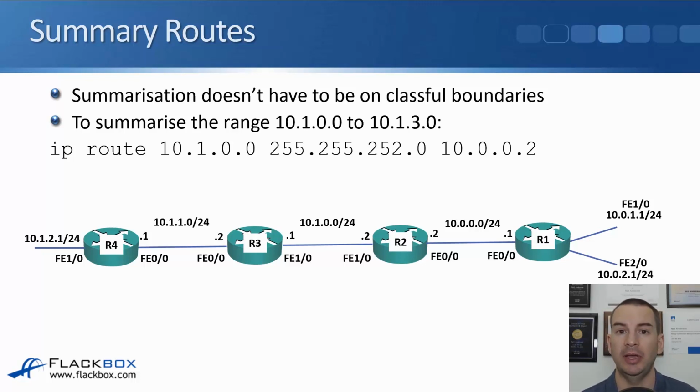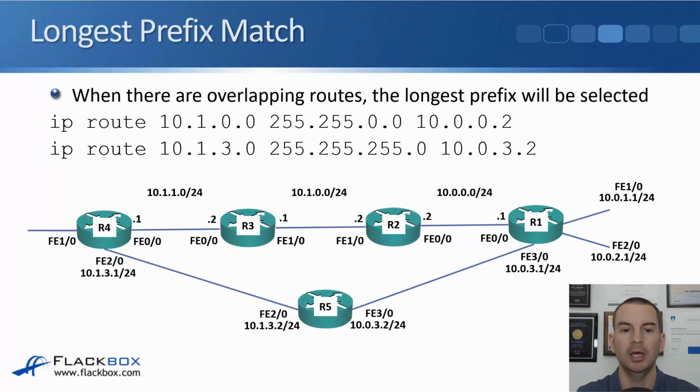You know the way that the subnetting goes up? It goes up from 252 to 254 and then 255. So that means that I've used 2 bits there. 2 bits gives us 4 possible values. That's where we get the 0 to the 3 from. Okay, so that's how we configure our summary routes.